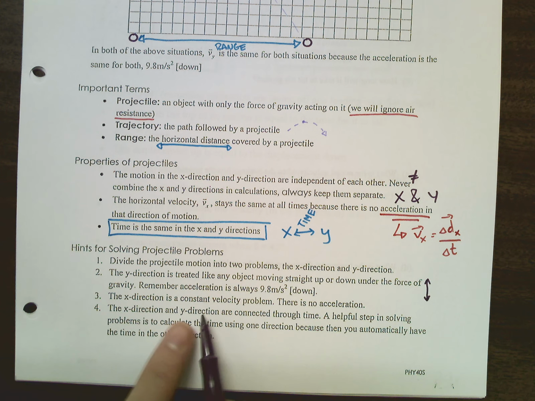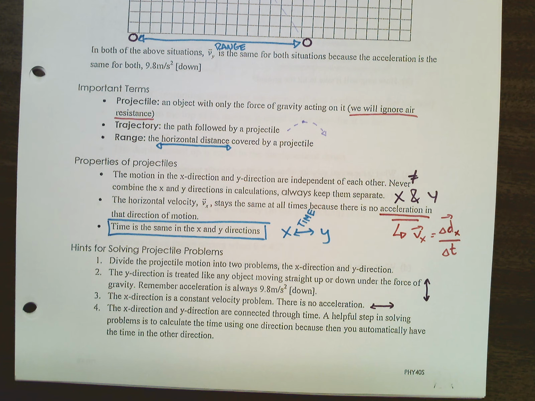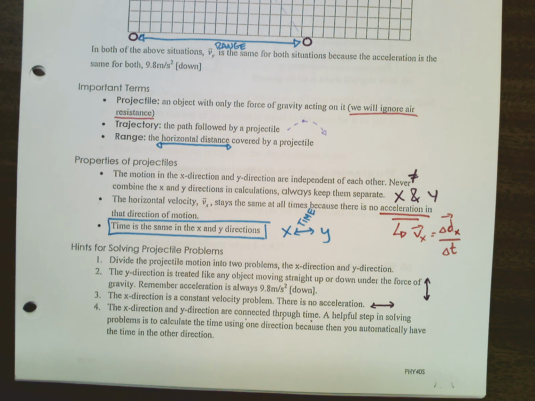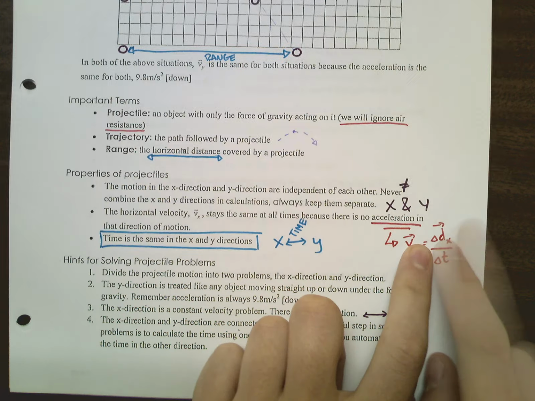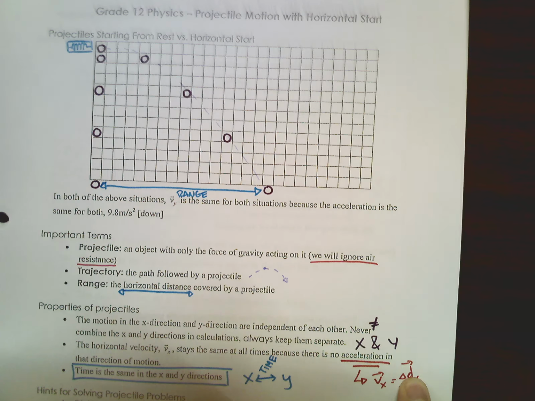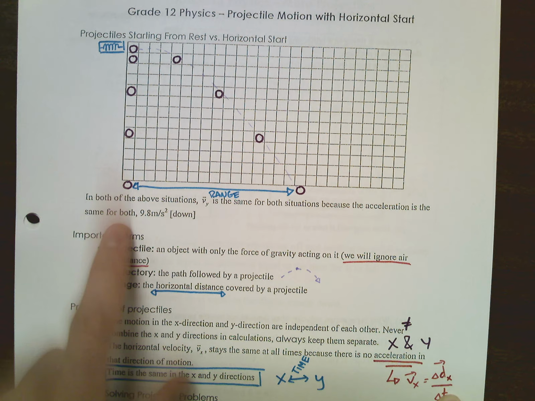Because then the x direction is just like I said up here, it's a constant velocity problem. There's no acceleration. So we're only looking at the x direction as a constant velocity. The x direction and y direction are connected through time. Very important, connected through time. This is going to be a helpful step in solving problems because you can calculate the time using one direction and then you automatically have time in the other direction. So if I've only given you x displacement and x velocity, or even just the initial velocity in the x direction, then you can solve for time, and then all of a sudden you have a bunch of info to be able to solve the y direction.